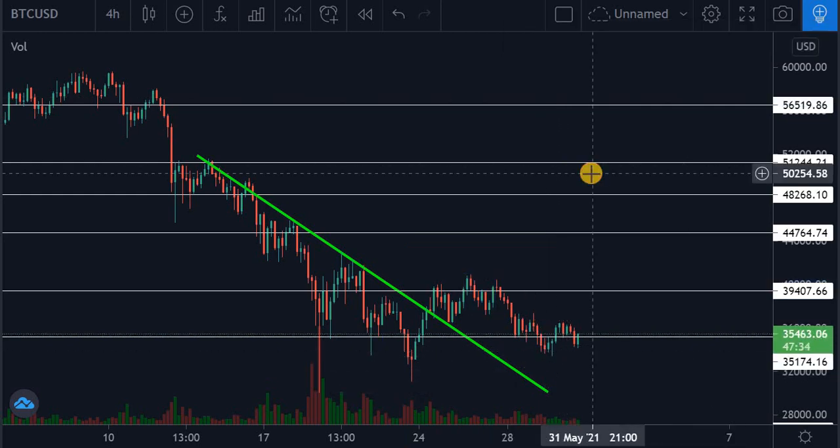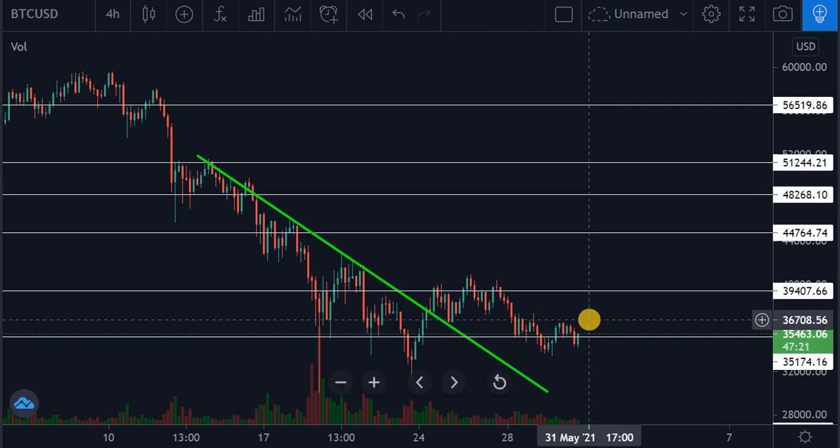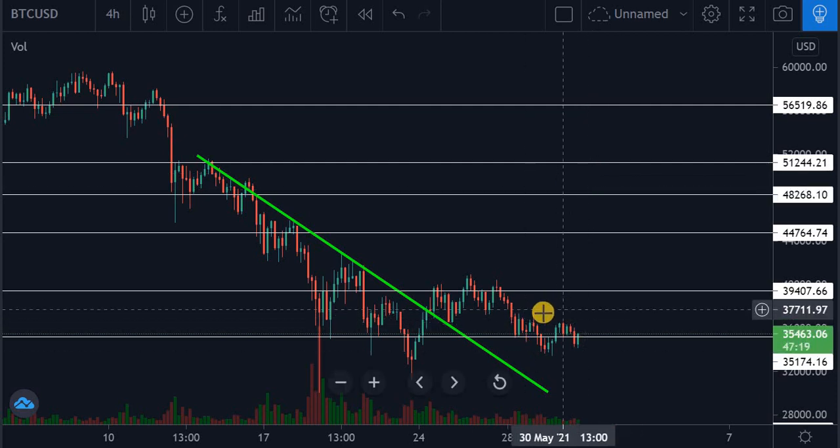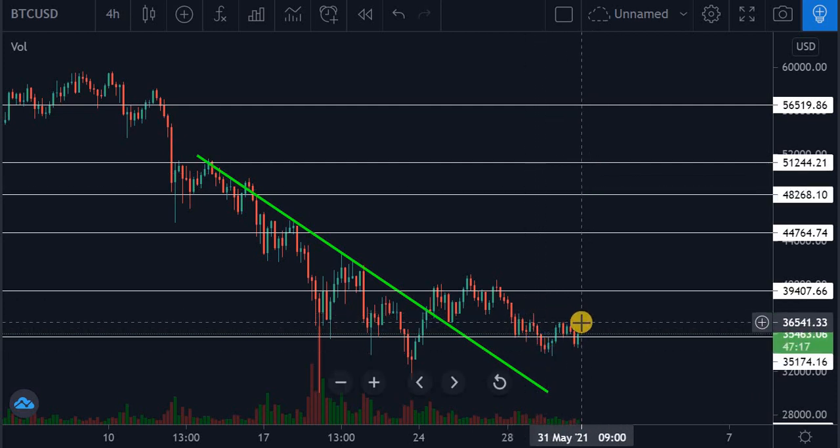Right now, I am going to show you how I am going to play this, what exactly I am going to be doing, because as Bitcoin came down to this region, there is a potential trade right now lurking in the price chart. I am going to show you exactly how to do this.